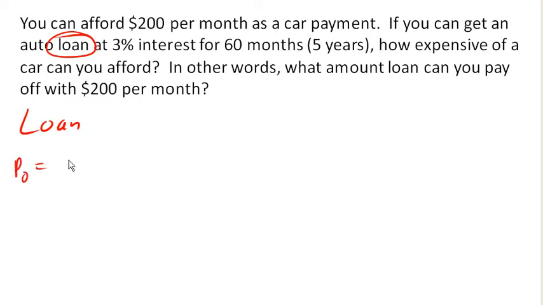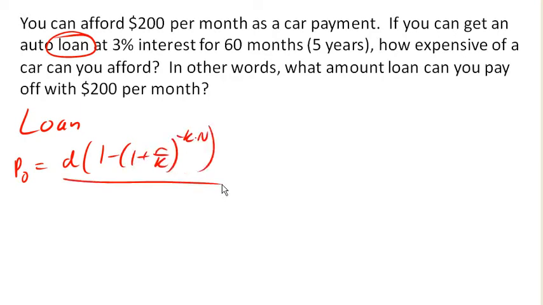P0 equals d times (1 minus (1 plus r over k) to the negative k times n), all over r over k, where in this case, d is the loan payment each month or year or whatever the frequency of the loan is. So let's break this down. P0 is the initial loan amount.